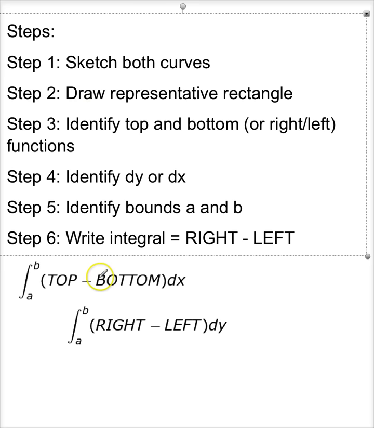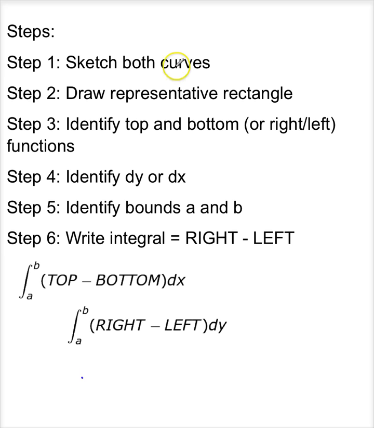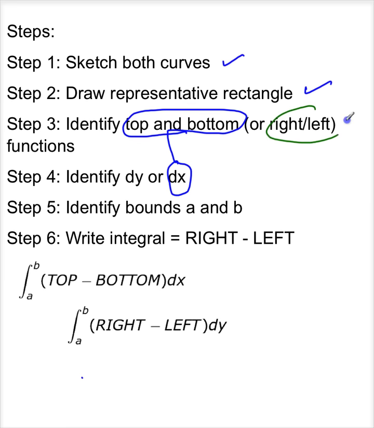Now, here are the steps, and I do want you to be careful with them. Make sure you sketch, draw the rectangle, identify the top and bottom, or left and right if we have a horizontal rectangle. Identify dy or dx. Now, if it's dx, you're going to have a top and bottom function, while if you're doing left and right, you're going to have a dy.